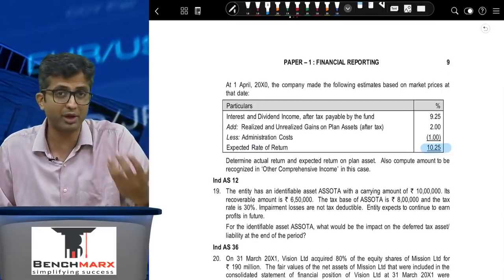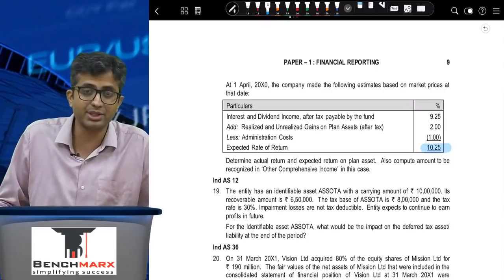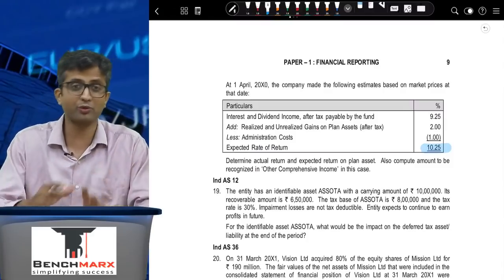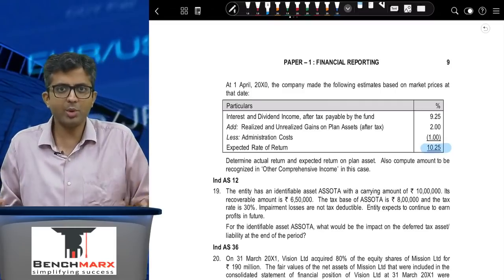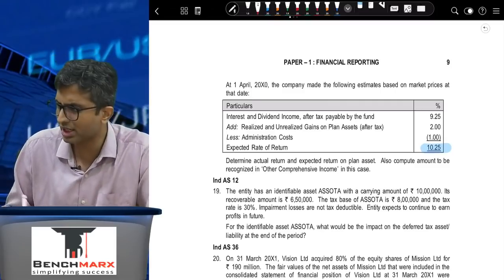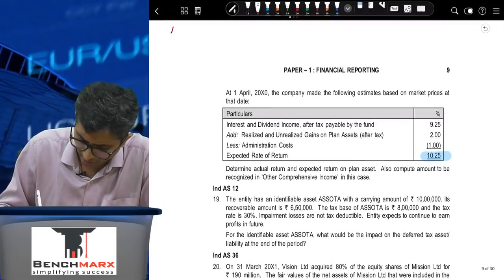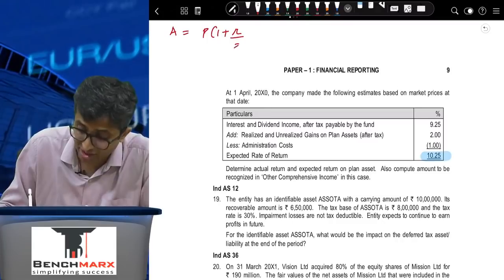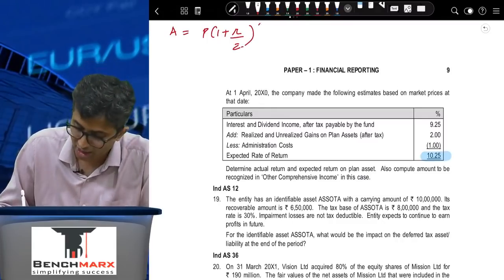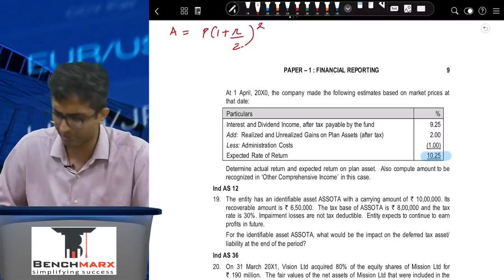So sir, 10.25%. So sir, what do we take? Do we take 10% or do we take 10.25%? It is the same. How is it the same? Well, the compound interest formula is A is equal to P into (1 plus R). This is half yearly compounding, so R is divided by 2 and then raised to 2 into 1, that is, raised to 2.